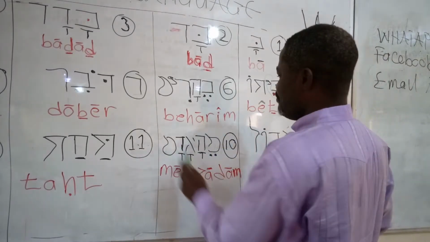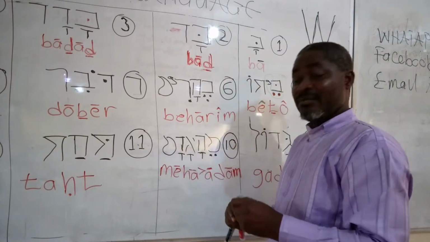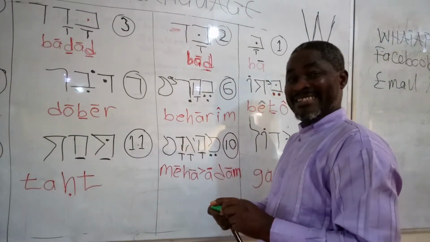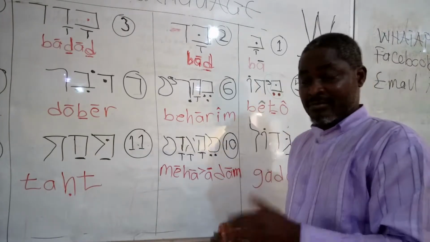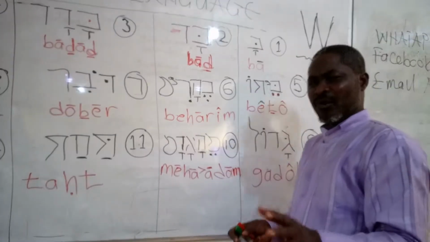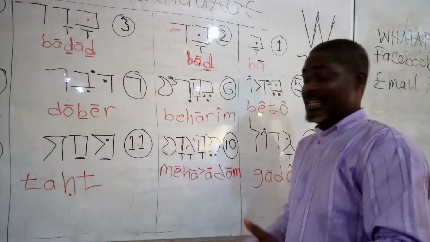Then number 6, you have be'arim. You don't need to bother yourself about the meaning of these words now. I will be giving you vocabularies that you are going to study. But for now, just know how to read first. Once you know how to read, then you can begin to add the vocabs and the meaning.